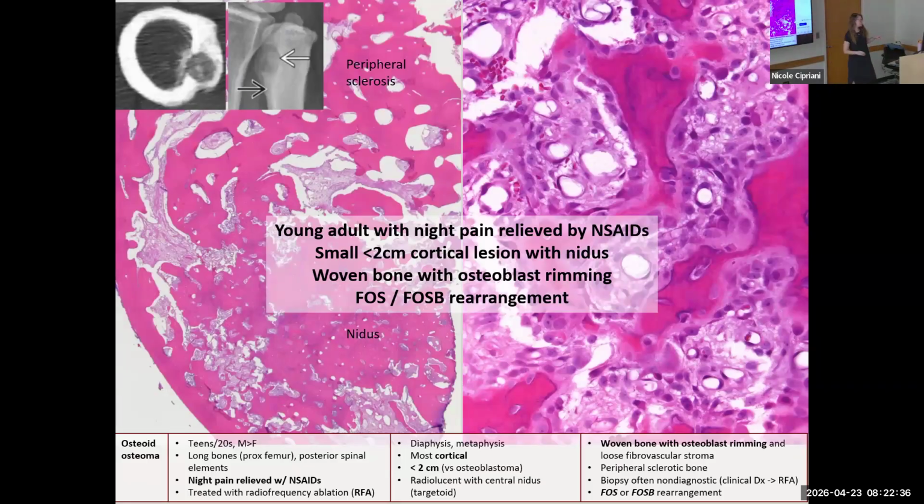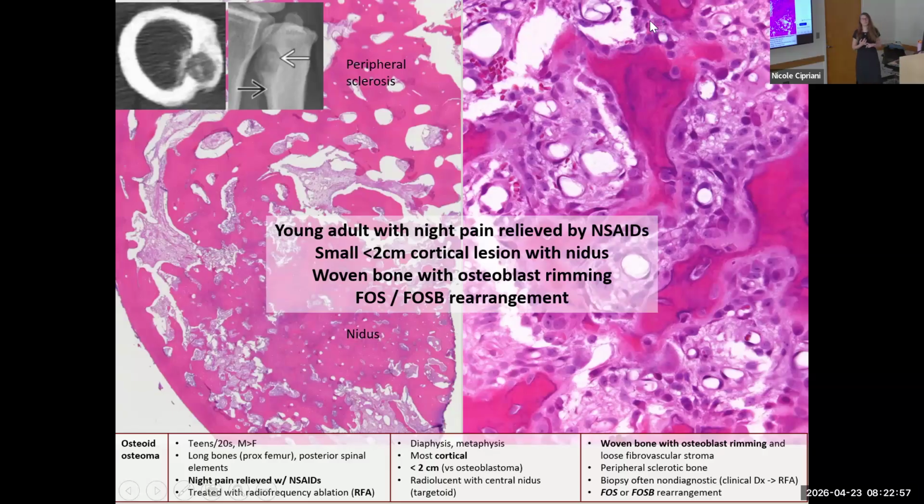There is, in the cortex of the long bone, a radiolucency with a central nidus. That is osteoid osteoma. The central nidus is thicker bone. The radiolucency is osteoid with a vascularized connective tissue. Usually you will see osteoblast rimming, right?